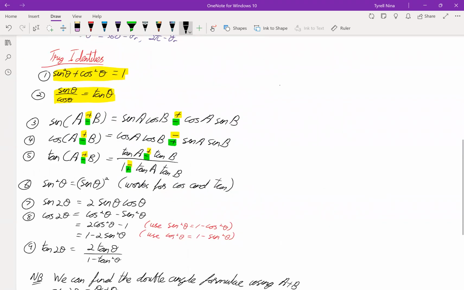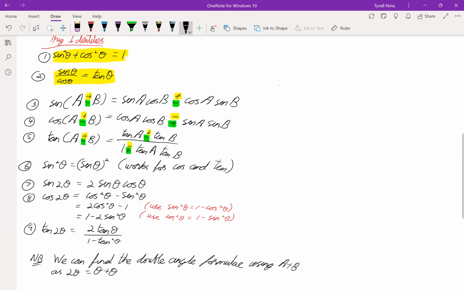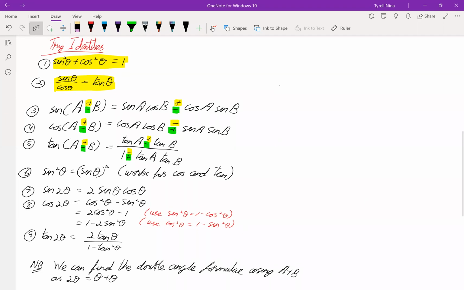Right. So what do I mean by that, right? They just give you the sine A plus B, cos A plus B, tan A plus B. They don't give you the sine 2 theta, cos 2 theta, tan 2 theta. However, you could derive it using what they give you. So for example, 2 theta is the same as theta plus theta. If I were to put it in here, sine A cos B plus cos A sine B, I would get sine theta cos theta plus cos theta sine theta, which is 2 sine theta cos theta. You can get that, right?